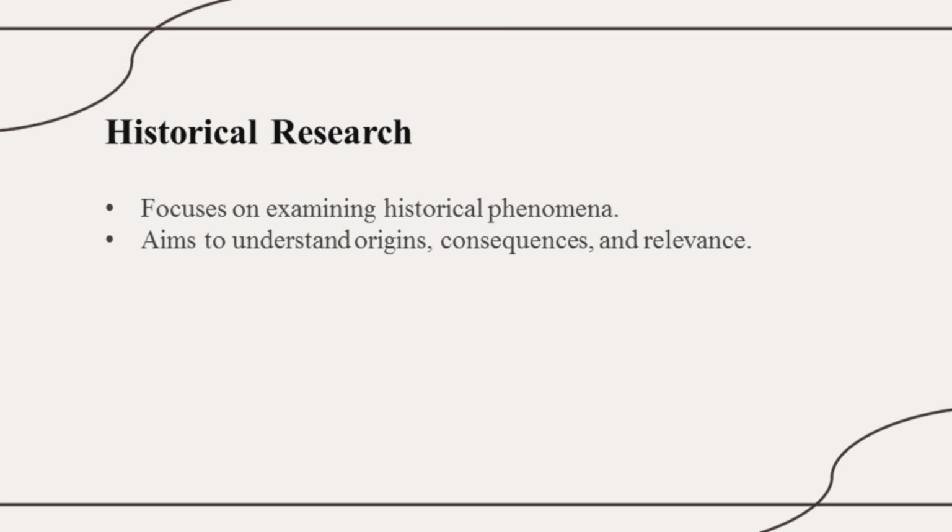So in historical type of research, we are going to understand any historical phenomena, its origin, its consequence and its relevance in the real world. For example, we can take an old disease that has an outbreak today. It is a pandemic today, but it was already found many years before. So this can be taken up as a historical type of research.